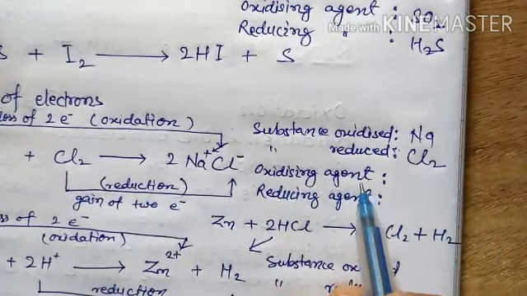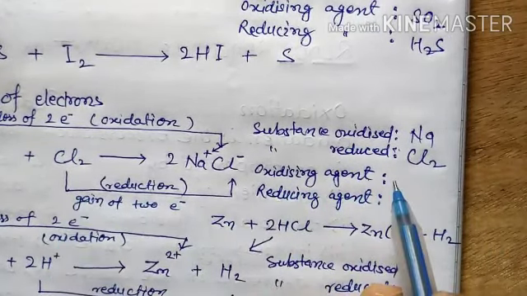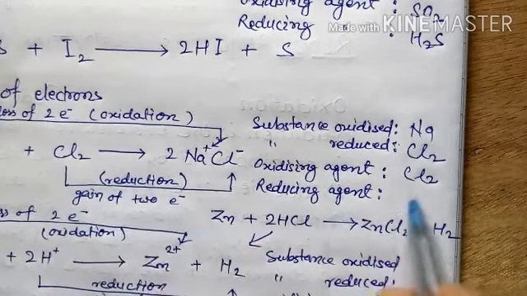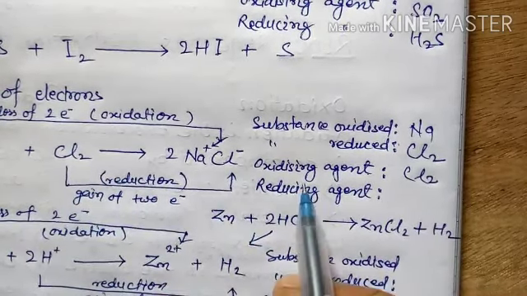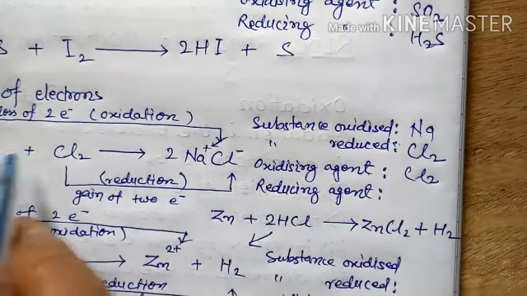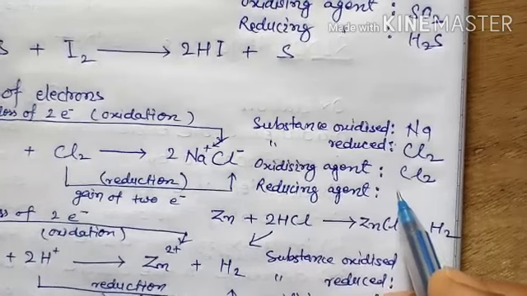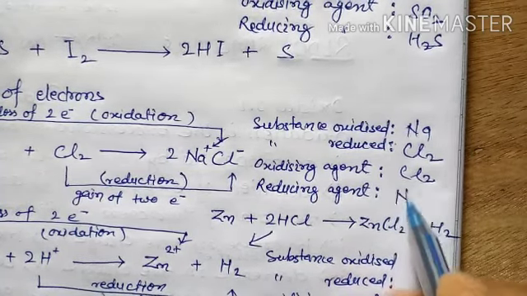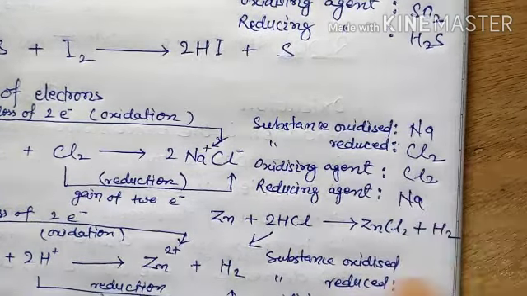And the oxidizing agent here is chlorine, because chlorine is gaining electron. The substance which gains electron is known as the oxidizing agent, and the substance which loses electron is known as the reducing agent. So here sodium is the reducing agent, students.